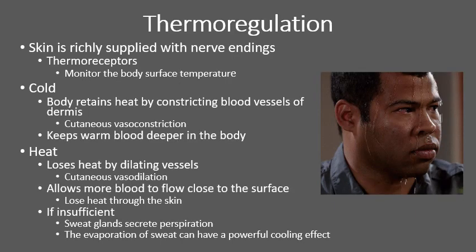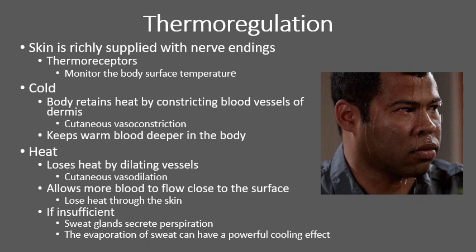Then we have thermoregulation. So skin is richly supplied with nerve endings, and some of these are thermoreceptors. So they monitor the body surface temperature. When it is cold, your body retains heat by constricting the blood vessels of the dermis, and this is called cutaneous vasoconstriction. And this keeps the warm blood deeper in the body. So if you think about it, your hands and your feet are the very first thing to get cold. This is because the blood vessels constrict and your body redirects the warm blood to your organs to keep them warm because they are the most important.